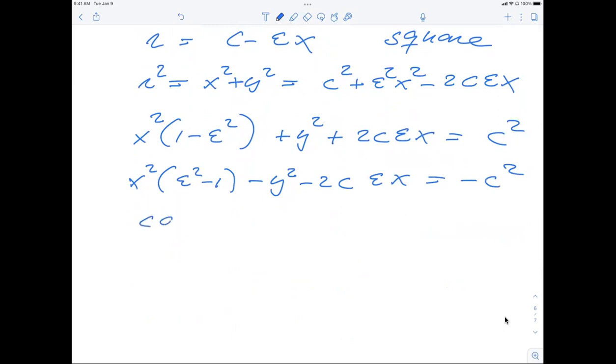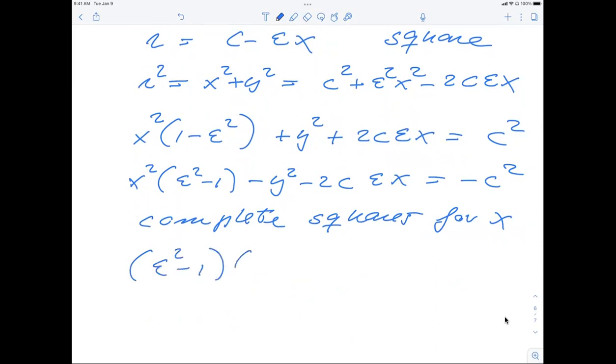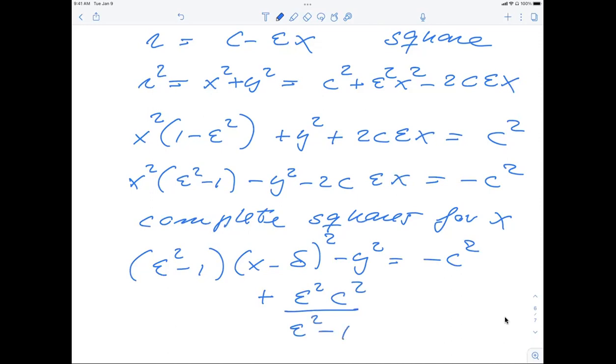And then I can complete the squares for X, as we did in the case of the ellipse. So it's just some mathematical manipulations here. This follows much of what we did previously in terms of an ellipse. So I get epsilon squared minus 1 times X minus a term delta, squared, minus Y squared, is equal to minus C squared plus epsilon squared times C squared over epsilon squared minus 1.